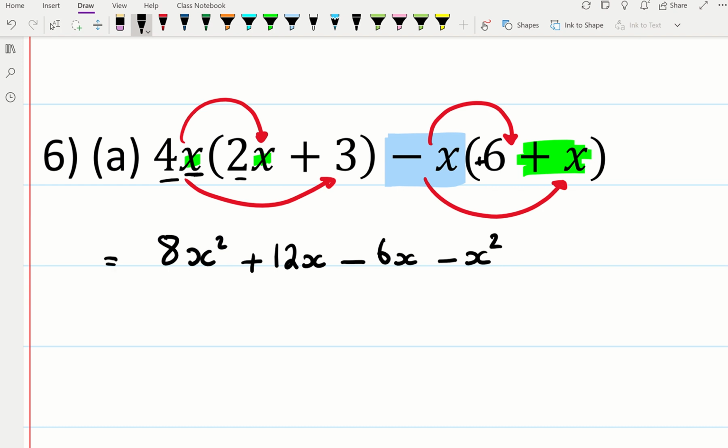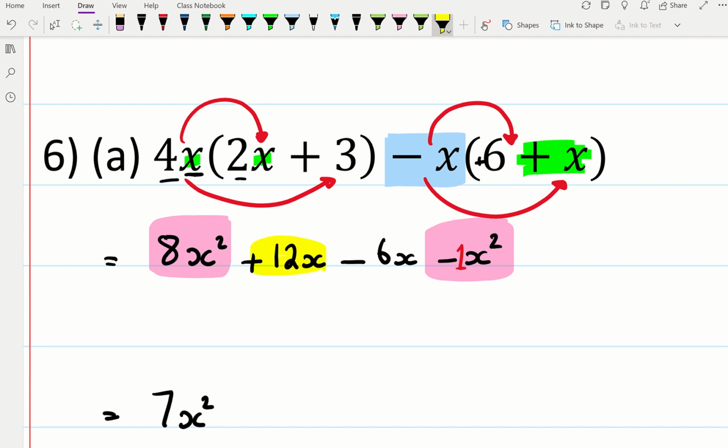Now, I hope you see that there are terms that are identical. And what I mean by identical terms is terms that have the same letter and the same power. 8x squared is identical to take away 1, minus 1x squared. So I can bring them together. I actually can simplify them. 8 take away 1 is 7 lots of x squared. So I bring these together. It's called collecting like terms. 8x squared minus 1x squared is 7x squared.